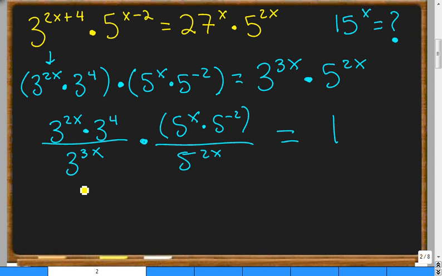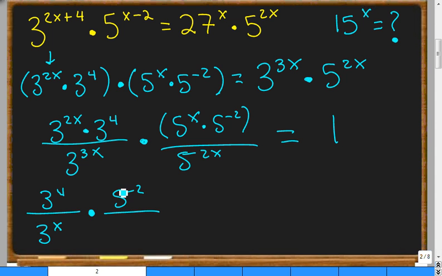So what I'm going to do is simplify this to 3 to the 4th over, because I'm taking 2x away on the bottom, I end up with 3 to the x, times, same thing on this side, I'm going to take this x and subtract it down. So I'm left with 5 to the negative 2 over 5 to the x, and that equals 1.